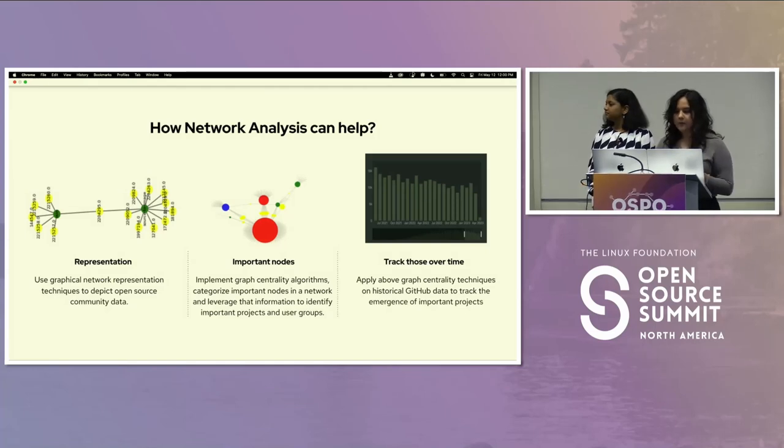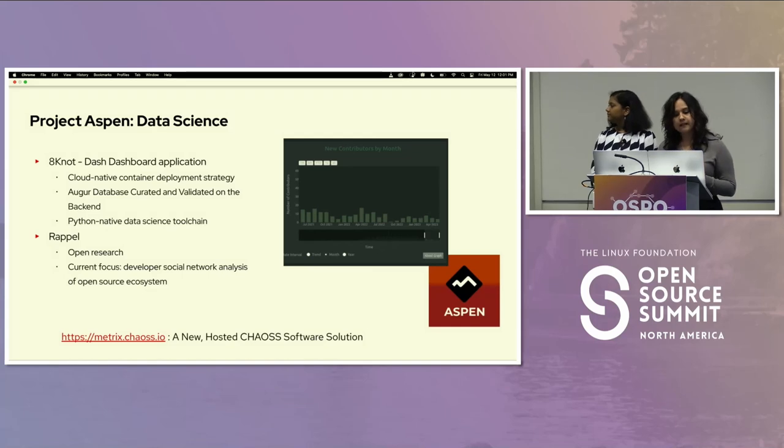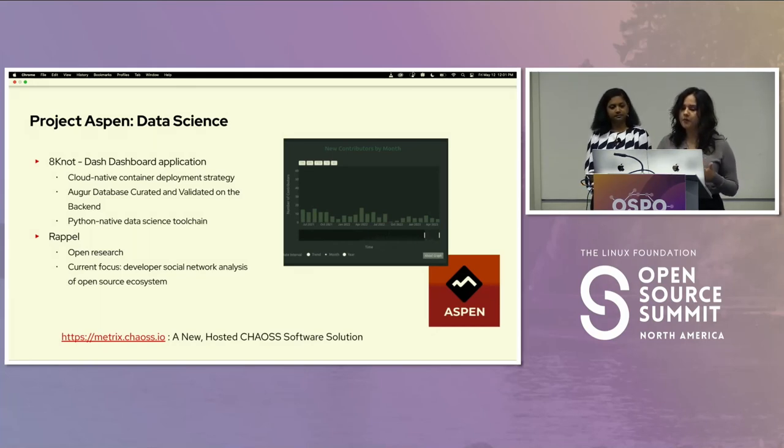So I want to briefly introduce Project Aspen, which is the broader project that we are a part of. This is an open source project which was started in the open source program office at Red Hat. It has two broad components. One is the Plotly dashboard, which visualizes open source community metrics, and it's built using a Python native data science toolchain. The other component, REPEL, is focused on open research, and the current focus area is the developer social networks analysis, which we are going to talk more about in this session.